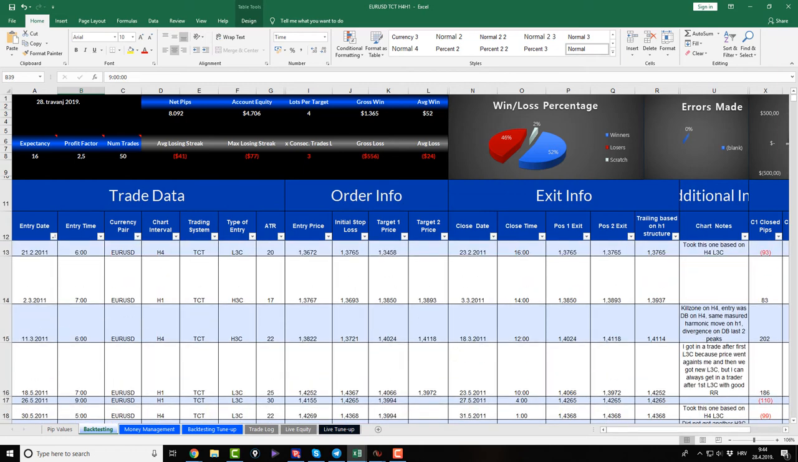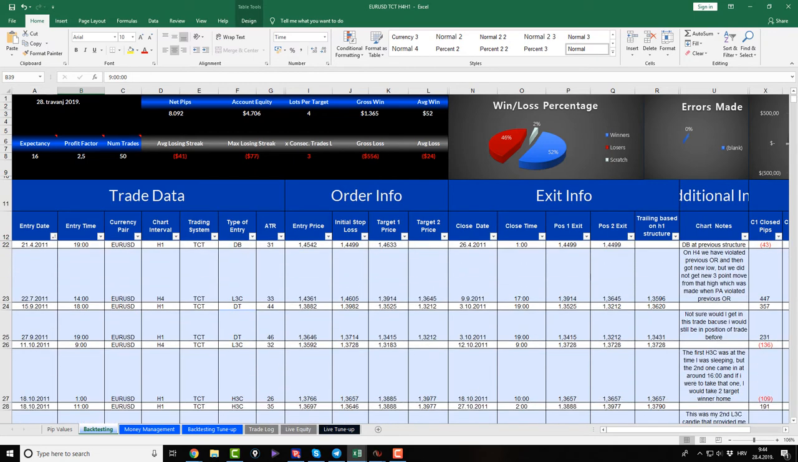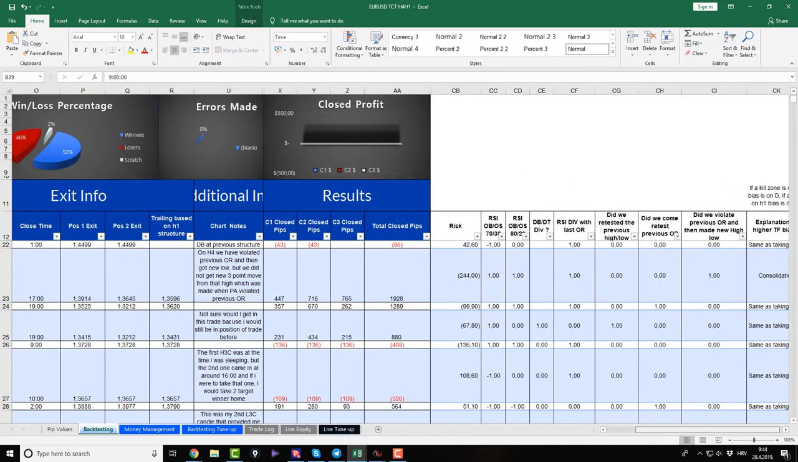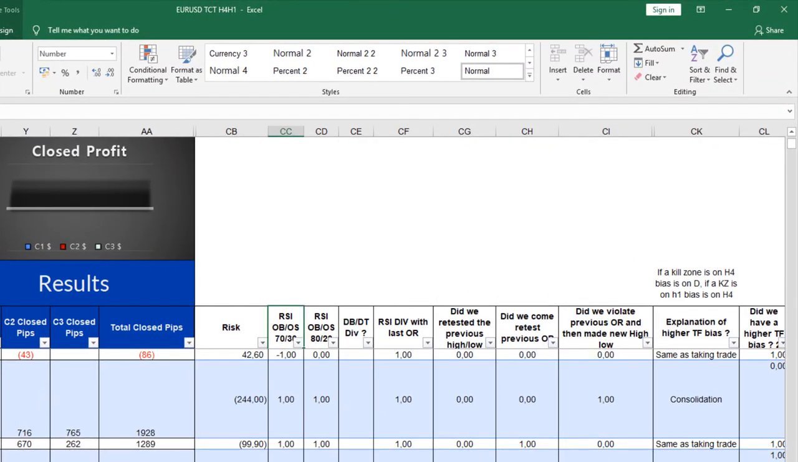So I'm noting down the chart interval, what type of entry did I use? Did I use the double bottom, double top? My initial stop losses. But the most important thing that you can find is this: filters. So is the RSI overbought or oversold based on the 70-30 settings, and same as is the RSI overbought or oversold based on the 80-20?